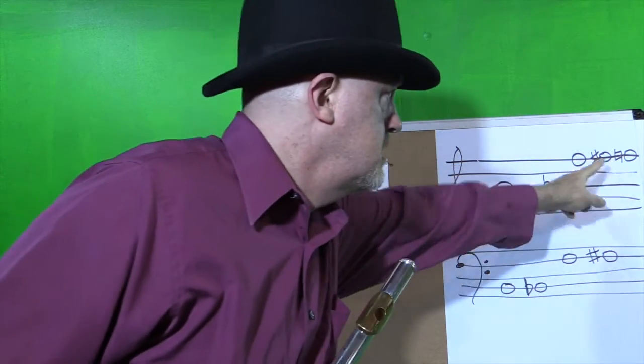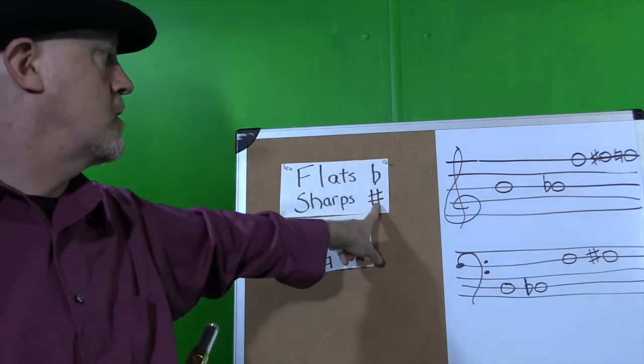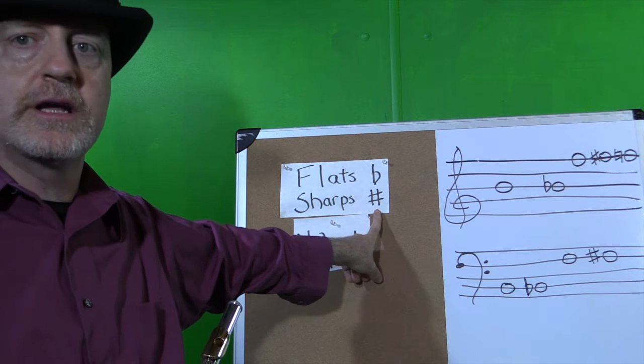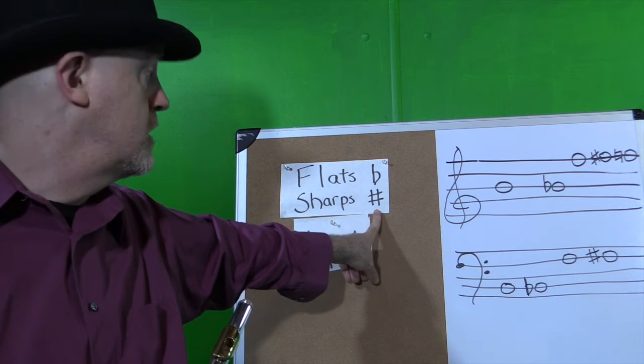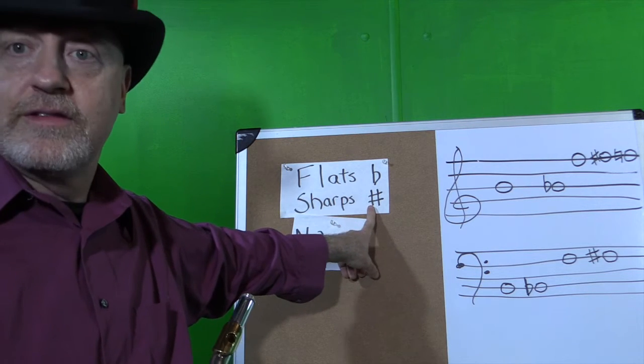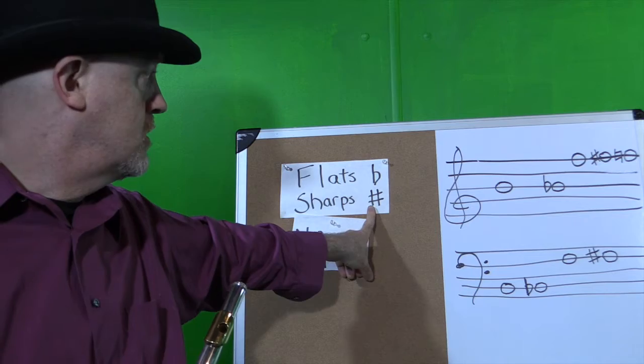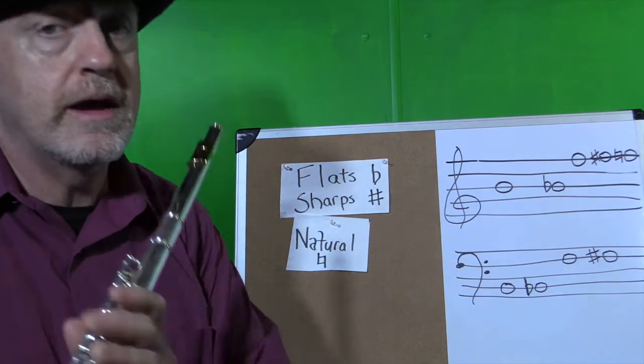The next note has a sharp sign. Now the sharp sign is easy to remember because it looks like a hashtag or a tic-tac-toe board, okay, or the pound sign on your phone. That's a real common sign, but in music that's called a sharp sign. Now I'm going to play an F sharp on the flute.